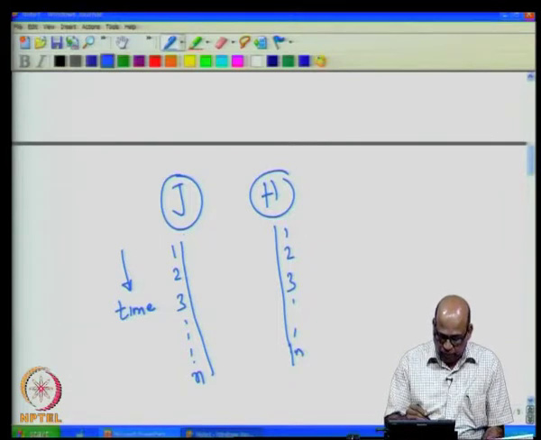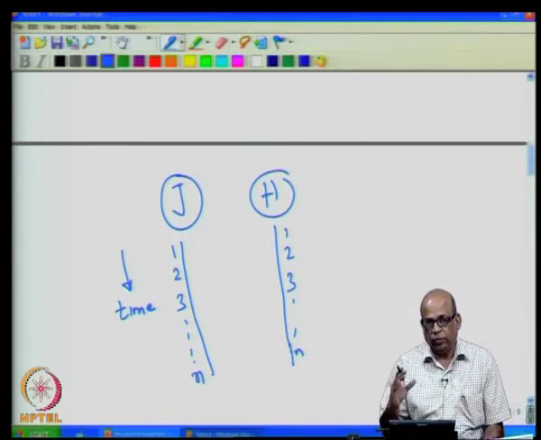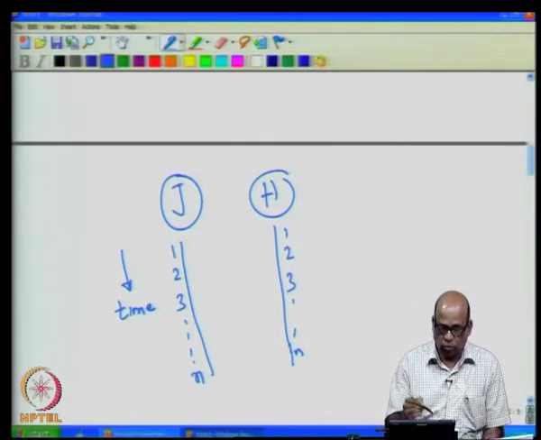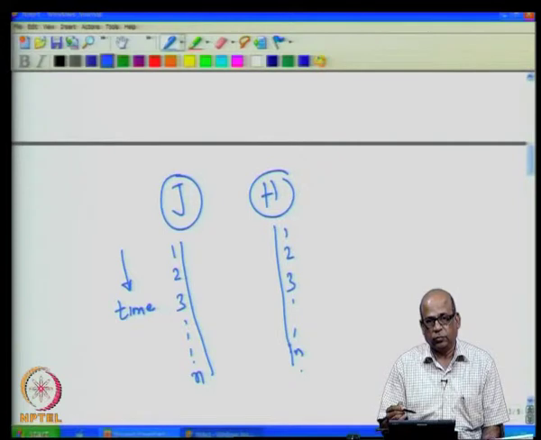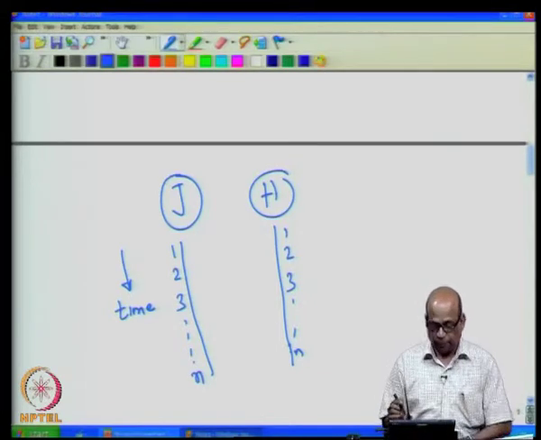The time series on J, that is x j, has its own serial correlations, that is rho k for various k's, lag 1, lag 2 etcetera. It has its own autocorrelations. Similarly, site H has its own autocorrelations. I use autocorrelation and serial correlation analogously, so both of them mean the same thing.